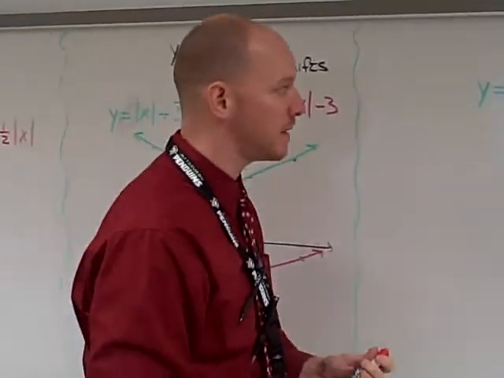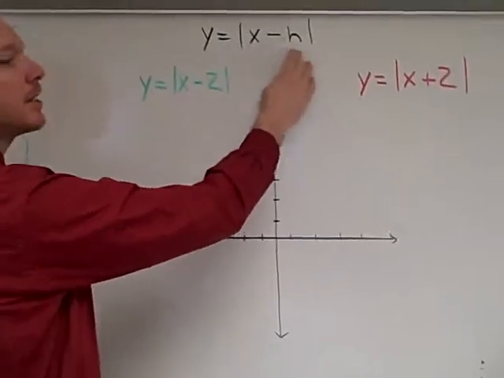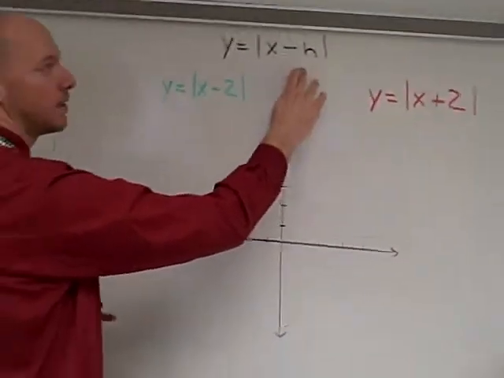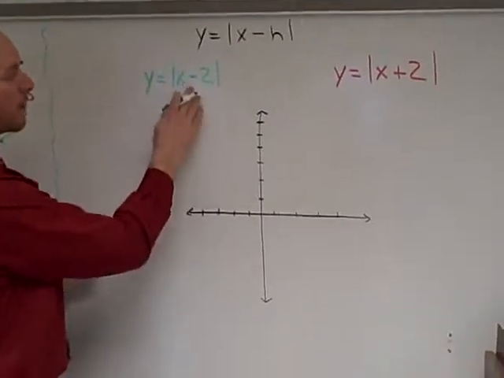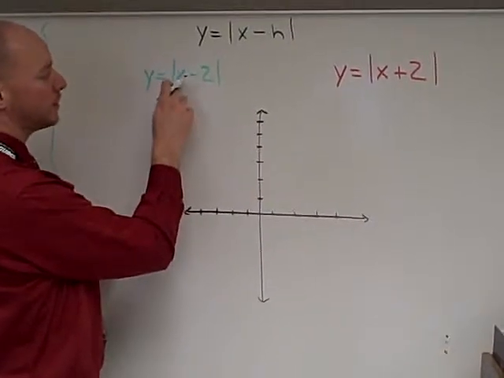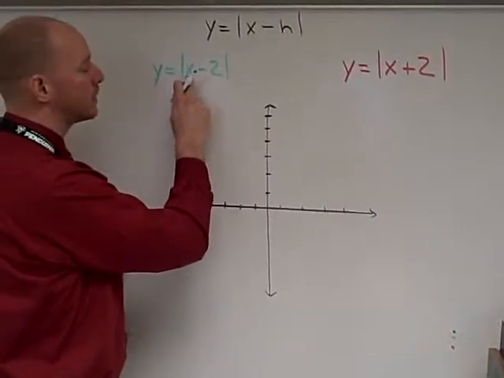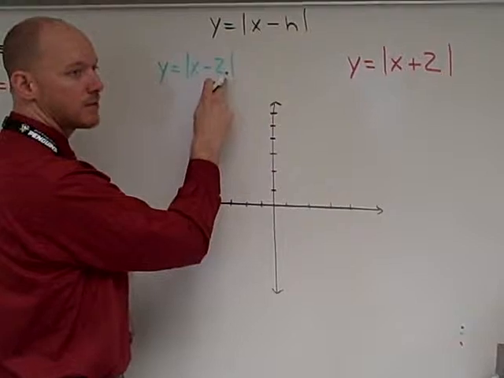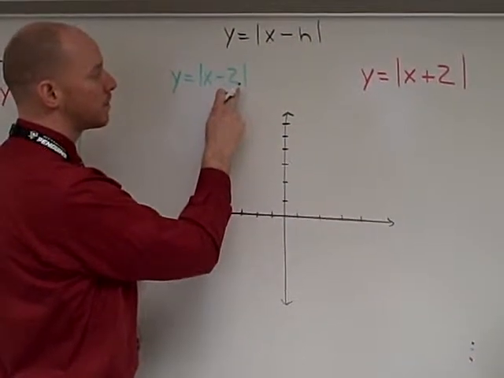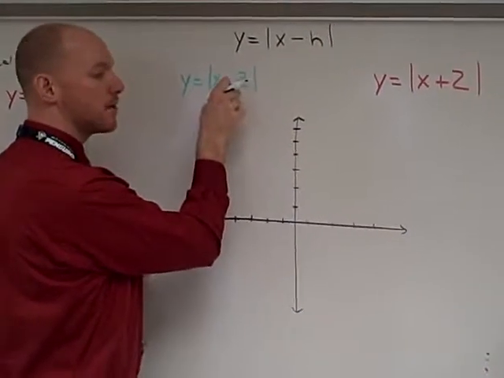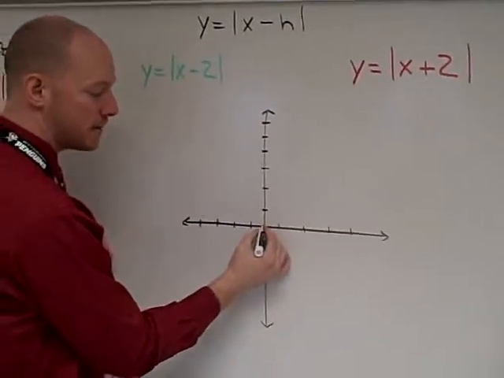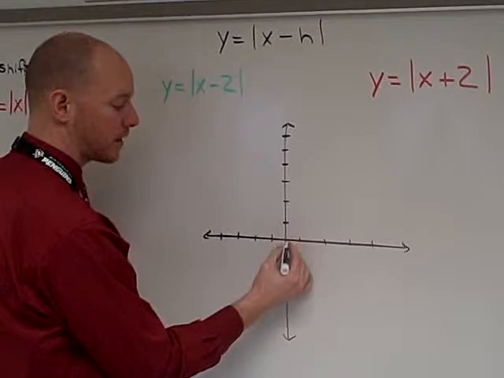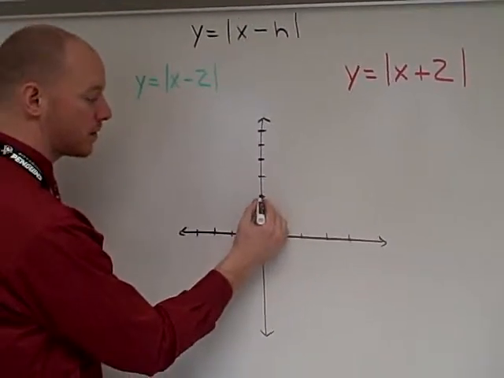Then we have one last manipulation, and that's if we're adding or subtracting a value inside our grouping symbols of absolute value. Now, if I look at this graph, if I substitute 0 in for x, 0 minus 2 is negative 2. So the absolute value of negative 2 is 2. So by substituting 0 in for x, I actually get the value of 2.